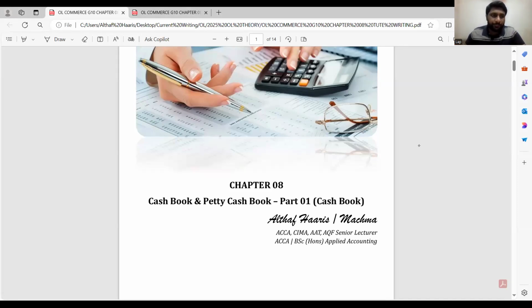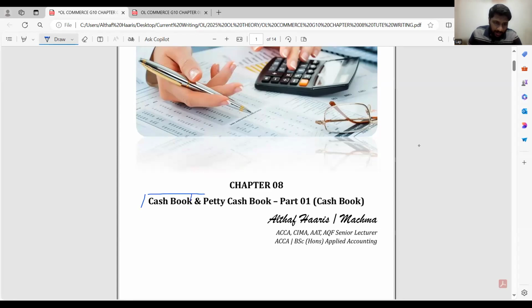So today we are going to start a new chapter, which is chapter number 8, cash book and petty cash book. In this chapter, there are two areas we are going to focus on. One is the cash book and the other area is the petty cash book. This is what we'll be learning as part 1 and part 2.